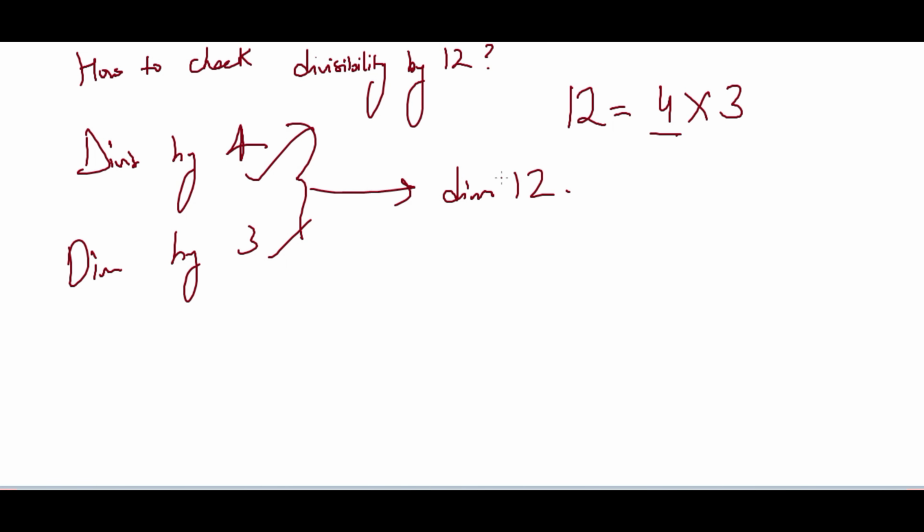And for the 3 you just have to add all the digits of that number and check whether that addition is divisible by 3 or not. If yes, then it is divisible by 3, and when both the things are satisfied, you can say that the divisibility by 12 is there, otherwise not. If one of them is there and one of them is not there, then also divisibility by 12 is not possible.